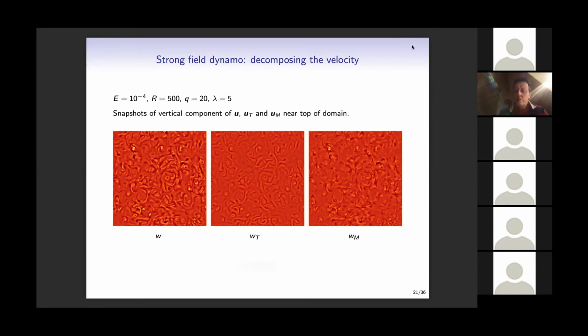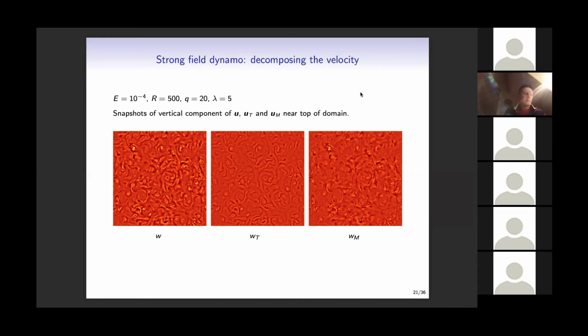Excuse me, David, can I ask a question? Please, Frank. Here you have R, which is equal to 500, and on the next slide, 10 power 4. So how can you compare those cases?